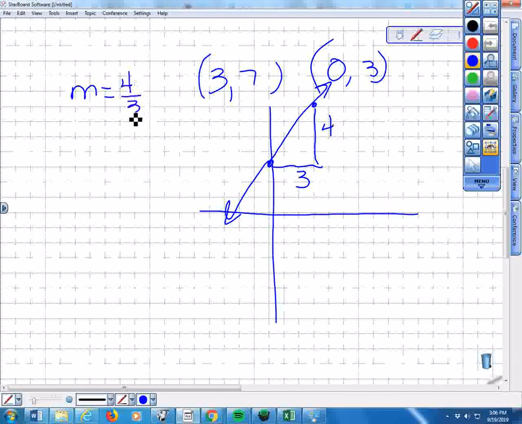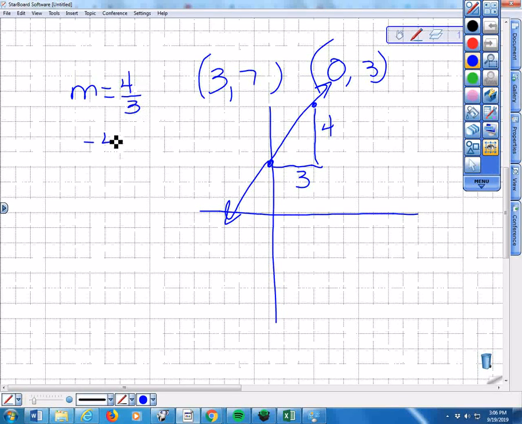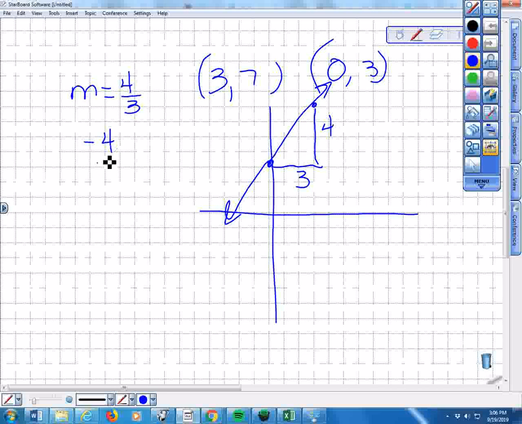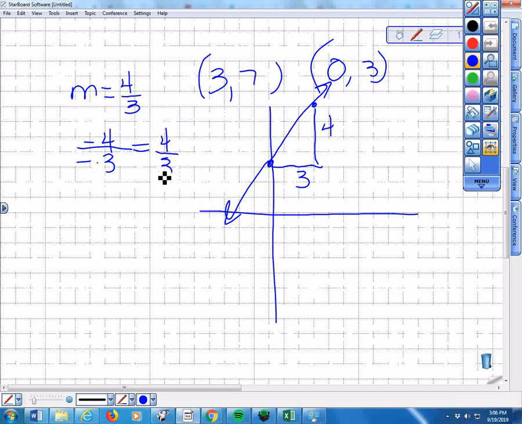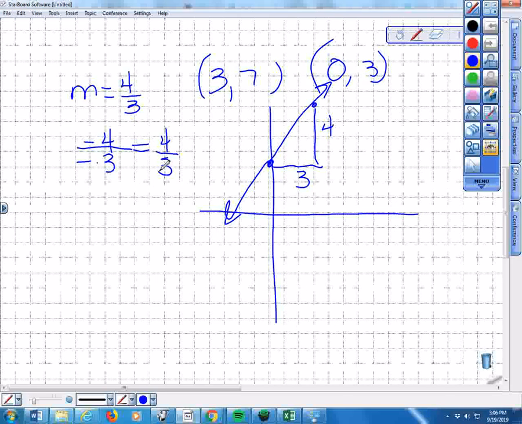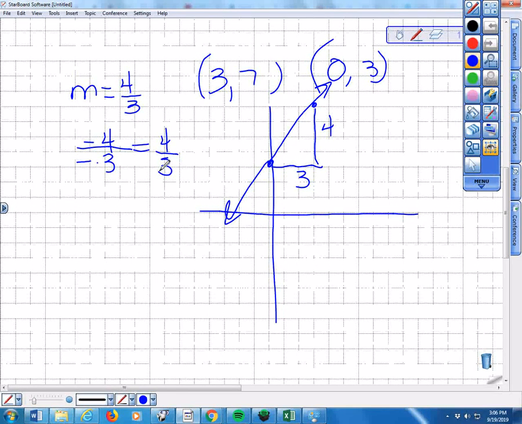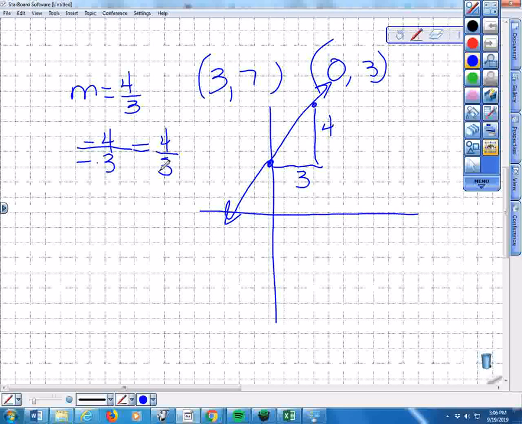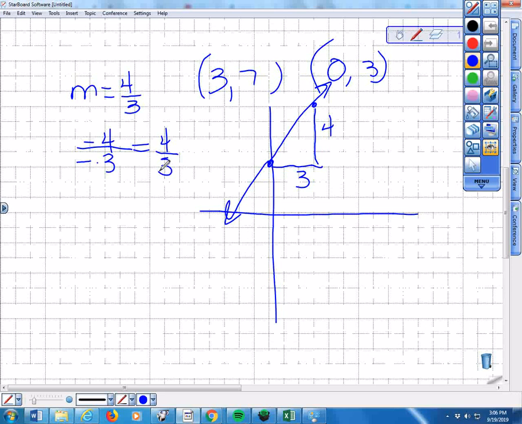If I want to use the formula, it's 3 minus 7 over 0 minus 3. Same thing. Either method, whatever you are most comfortable with. Just know, if you can consistently use the formula, then make sure you memorize it so you don't just forget it. Okay, so there's my slope.